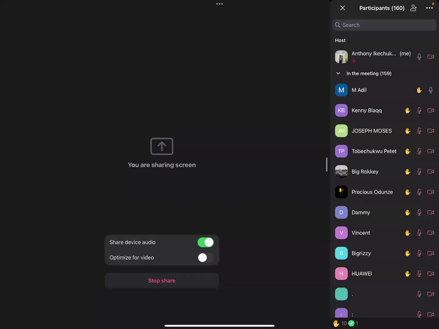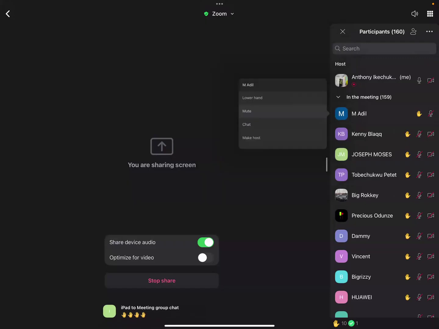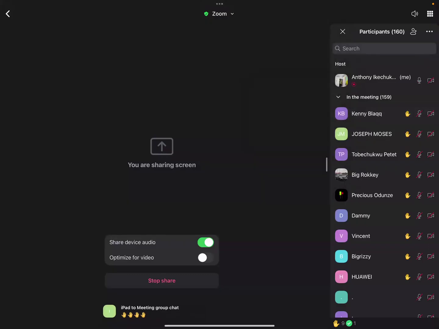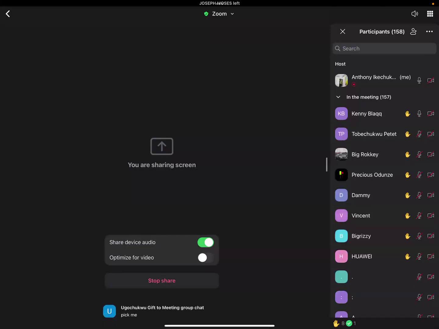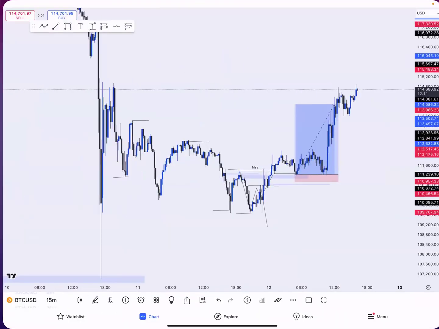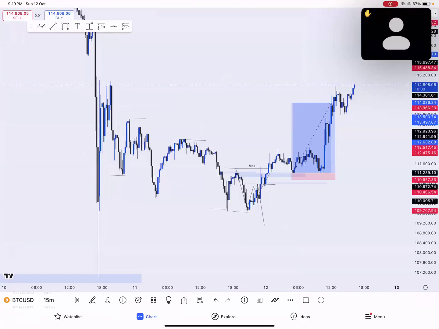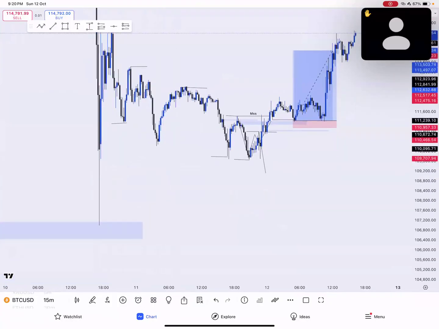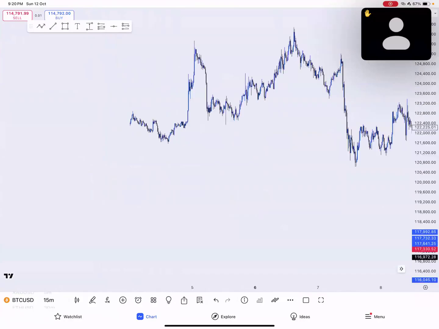Thank you. Kenny Black. Hello. Okay, please, I would like you to share your screen. I saw something on BTC. There's one example you showed us on August 3rd, on the 1 hour time frame.